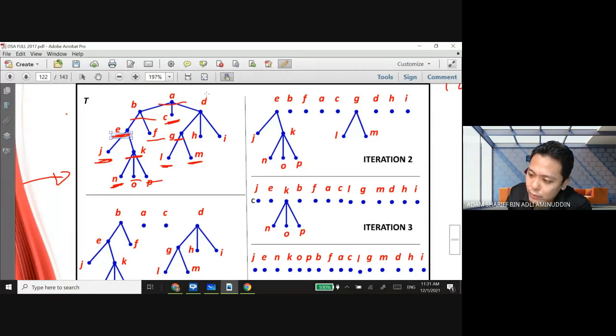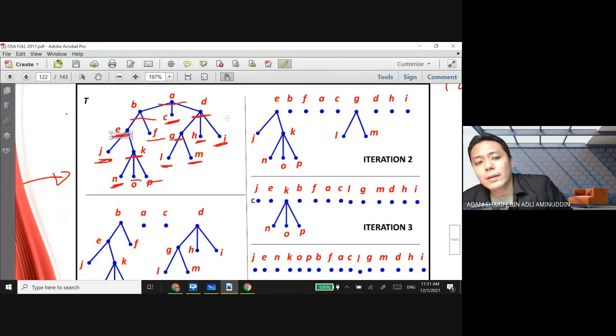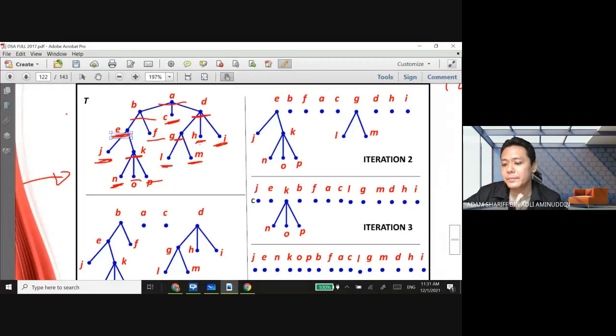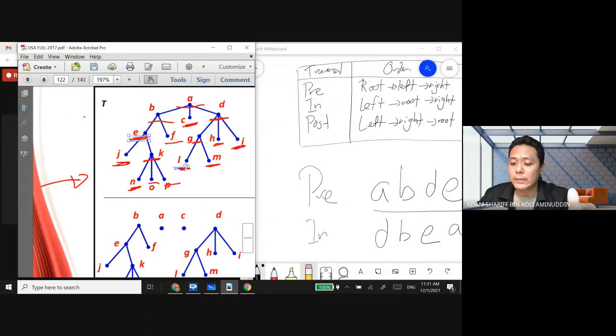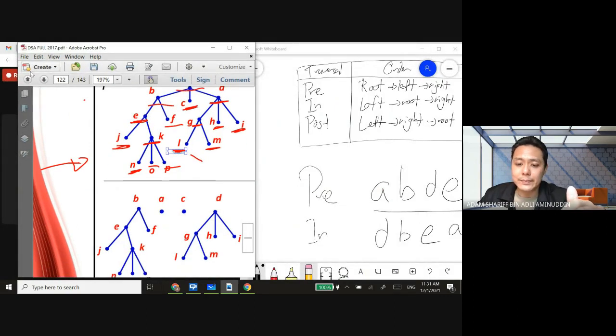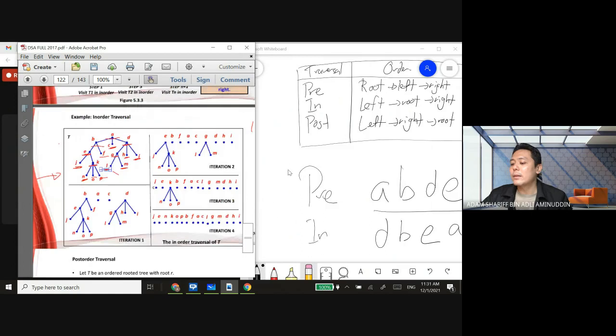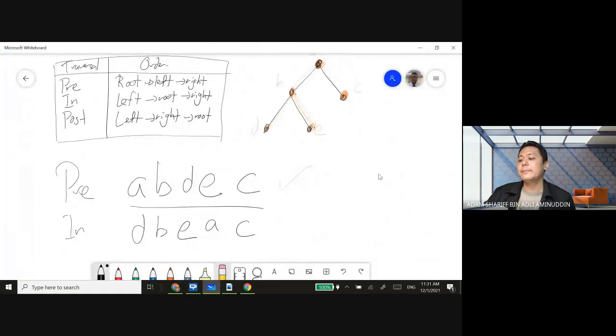You travel back to the root and then right, right. Logik dia senang je tapi kena practice. So in order left, kita utamakan kiri dulu, left, then you go to the root, then you go to the right. Nanti kita buat beberapa latihan. Sebab tu saya suka start yang kecil ni dulu, okay.